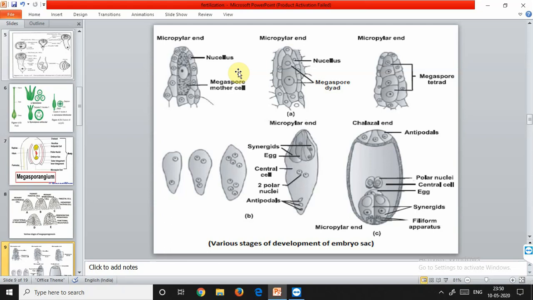So the haploid megaspore produces 2 nuclei, then 4 nuclei, and then 8 nuclei. Out of these 8 nuclei, 3 nuclei are present at the micropylar end, and these undergo cytokinesis. In cytokinesis, they form the cell membrane and also form the egg apparatus. The egg apparatus contains 2 synergids as well as one egg cell.